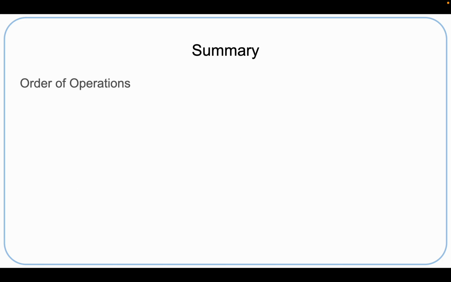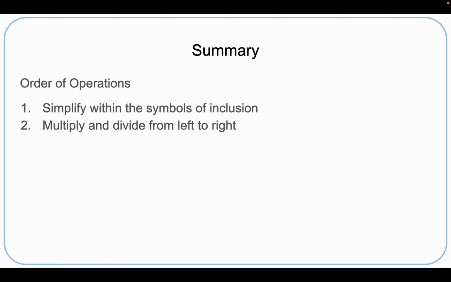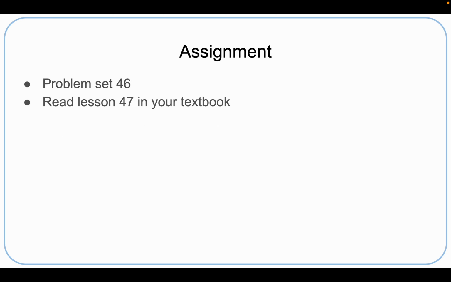All right, in summary, the order of operations. Simplify within your symbols of inclusion first. We didn't have any of those today, but if you did, parentheses and brackets come first. And then multiply and divide from left to right. Add and subtract in order from left to right. And you can keep your answers in improper form. That's totally fine. If you put it back in a mixed number, that would be fine too.